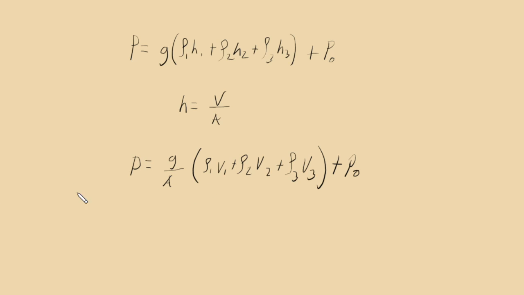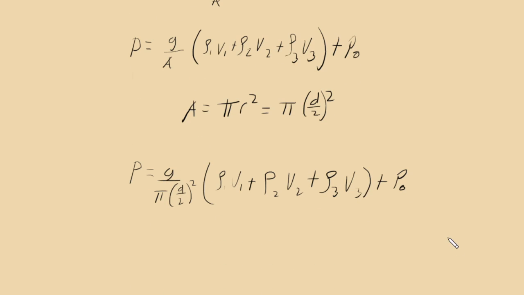So we're not given the area, but we are given the diameter, and we know that area equals pi r squared, or substituting instead of our radius, we could just say pi times d over 2 squared. So we'll substitute that in for our area, and we're left with gravity divided by pi times d over 2 squared, multiplied by each density and volume, plus our atmospheric pressure.